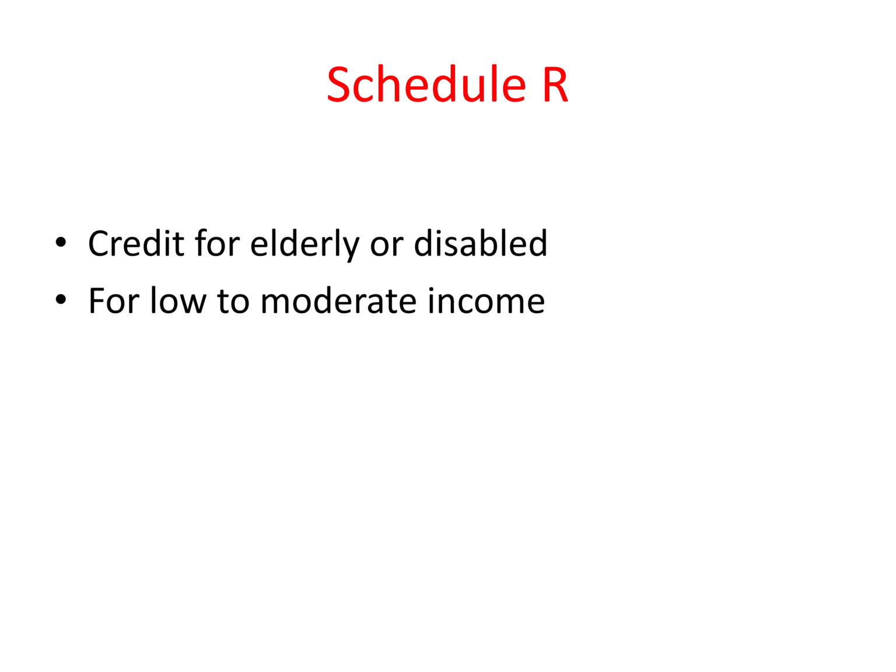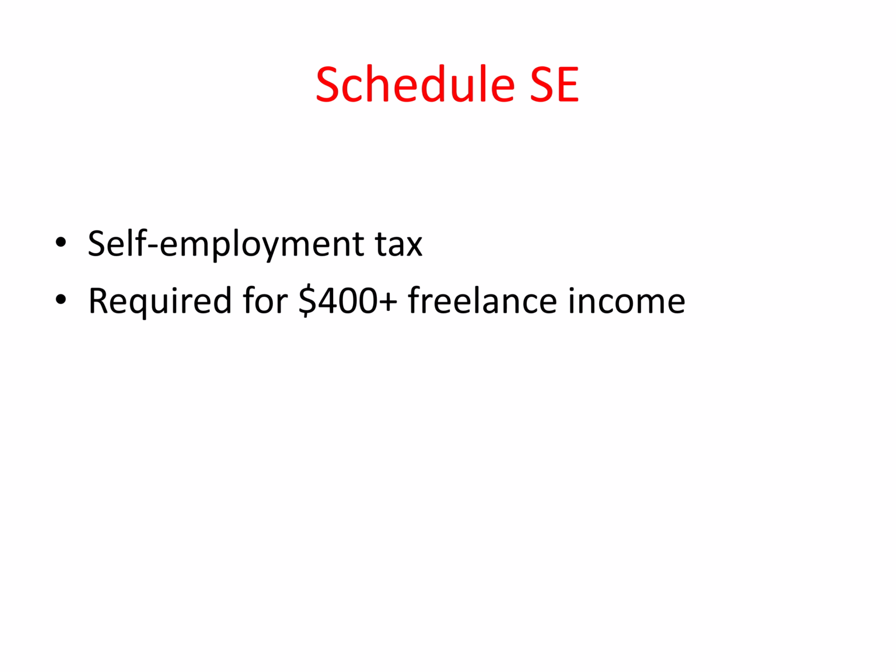Schedule R, Credit for the Elderly or Disabled. When you need it: if you're over 65 or permanently disabled and have low to moderate income. Important fact: one of the few credits still tied to age and disability. Schedule SE, Self-Employment Tax. When you need it: if you earn $400 or more from self-employment. Important fact: this calculates Social Security and Medicare tax for freelancers.